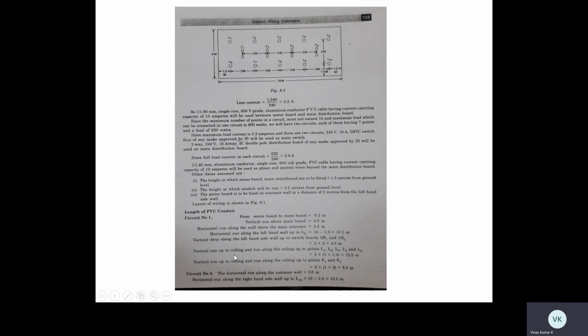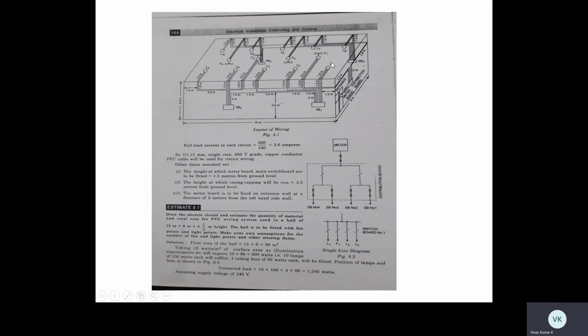And the vertical run up to the ceiling and the run along the ceiling up to lines L1, L2, L3, L4. Vertical runs, we have to calculate the vertical runs now. So L1, L2, L3, L4. These are the hanging lamps, the vertical gap. So 1.5 meters should be given.